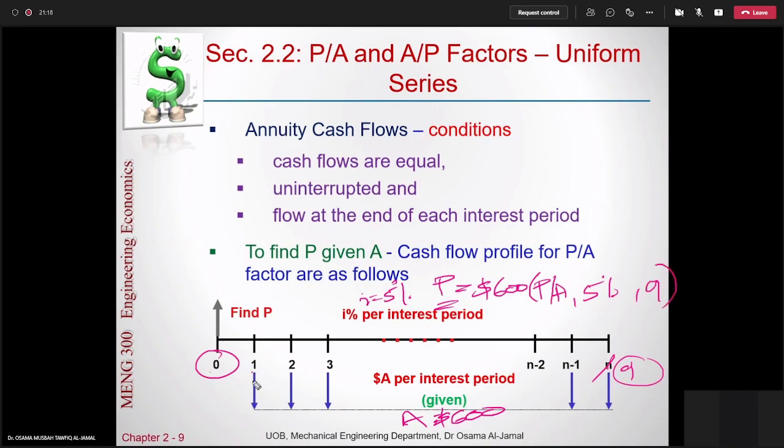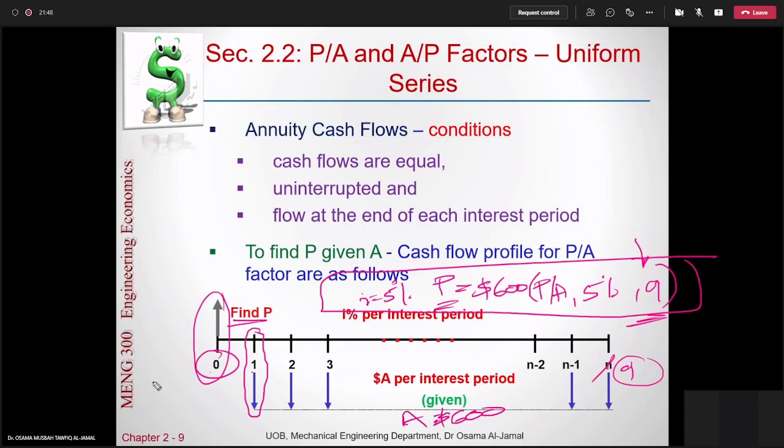Why 0? Why not 1? Because 1 is inclusive in our cash flows, and what we want to find, that P, is at time 0. That's why it's 9. 9 cash flows. Even if you count them, 1, 2, 3, 4, 5, 6, 7, 8, 9, we're going to have 9 cash flows for that annuity. We did it in one step.